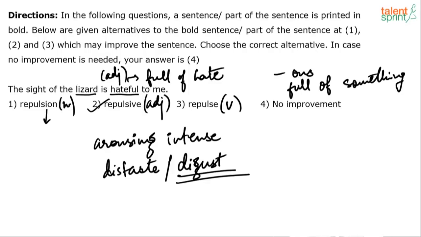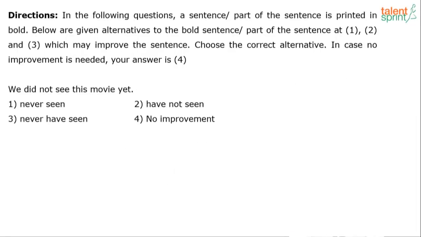Now, let's go to the next question. This one was pretty simple. I hope all of you followed this one as well. Now let's go on to the next question. Again, you have to see if there is no improvement required, or if there is an improvement required, where is the improvement required? Okay. So the part that is bold is: we did not see this movie yet.